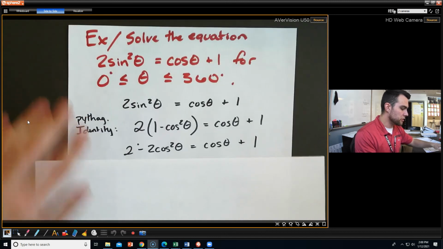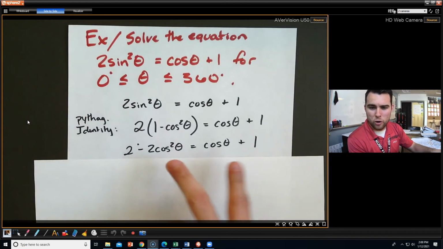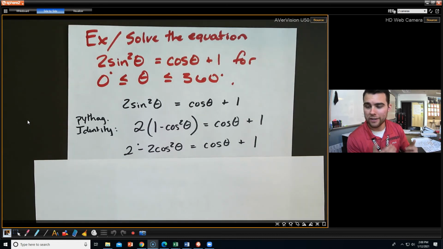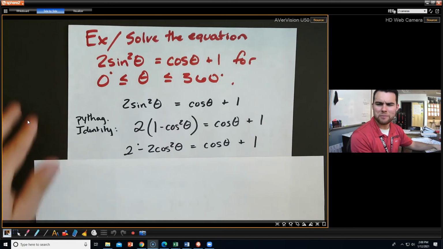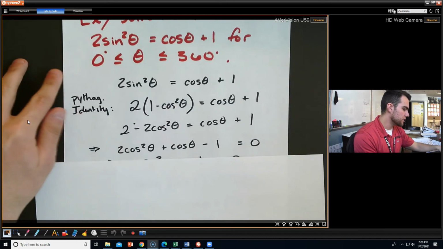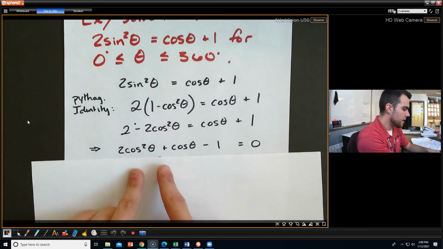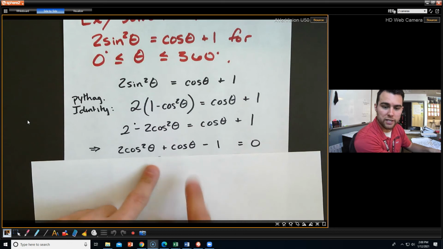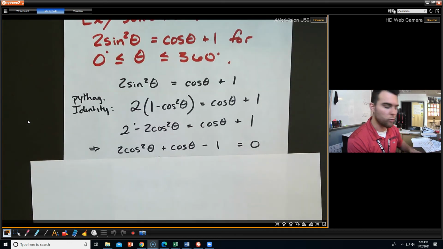When I distribute this 2, again, cosine theta and cosine squared theta, they're kind of like x and x squared. They're not like terms. I can't combine them, but I can make it look like something I'm used to working with. Maybe like a quadratic, right? Yeah, let's make it look like a quadratic, okay? So that's what I do, okay? I move everything over to this side, and so I get 2 cosine squared theta plus cosine theta minus 1.